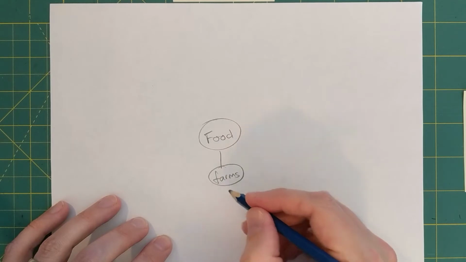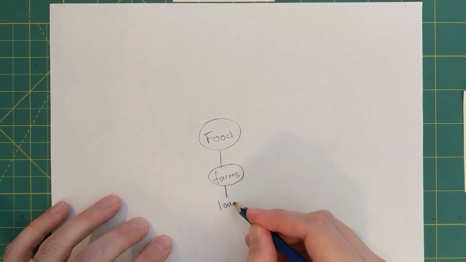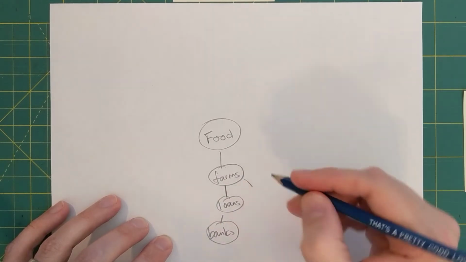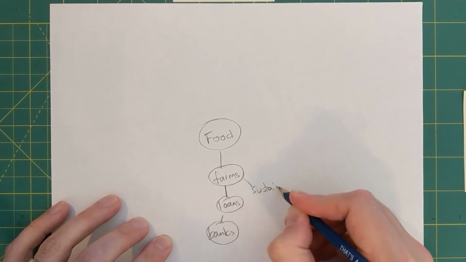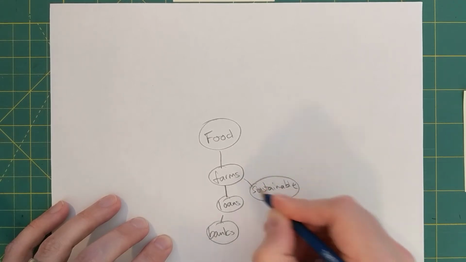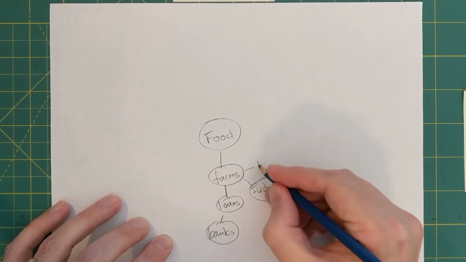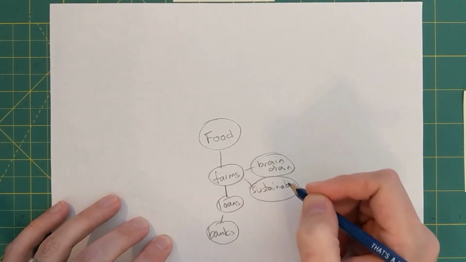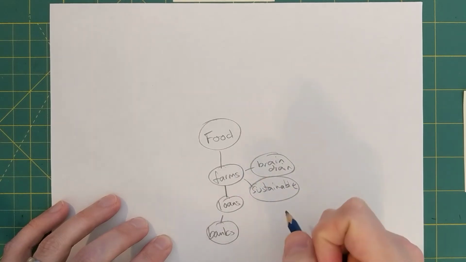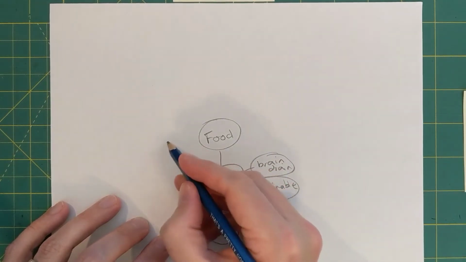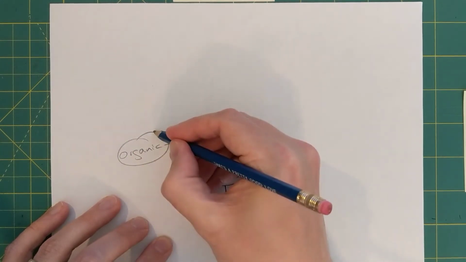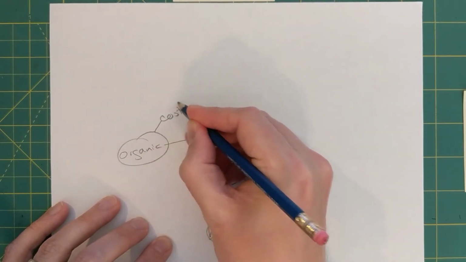What about farms? Well, a lot need loans to work. So there's banks to that. Are farms sustainable? There's the brain drain, where farmers raise children and the children leave and don't become farmers. So there's also, let's talk about organic. Cost. The cost of being organic.